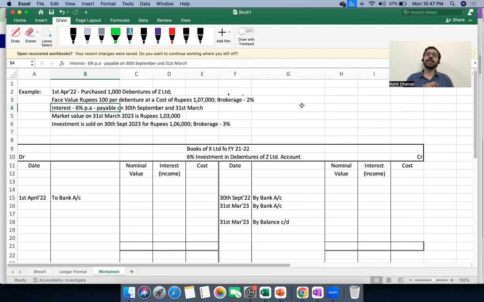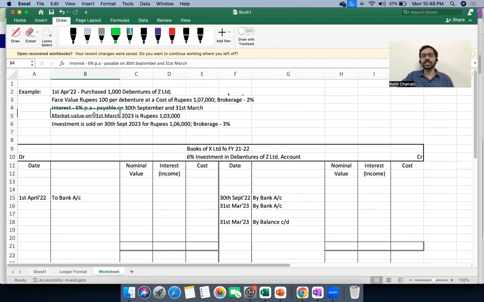I have interest being paid at 6% per annum, payable on 30th September and 31st of March, which means it is a semi-annual payment. Remember, I am not going to get 6% on 30th of September and 6% on 31st of March. The 6% is a per annum coupon rate. So I will be getting 3% on 30th of September and 3% on 31st of March, because the interest is paid in 2 installments.